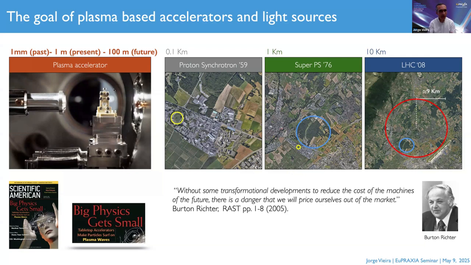The typical sizes of plasma accelerators are getting progressively longer, but still they started with a 1 millimeter accelerator, and hopefully to reach the energy frontier, a 100-meter plasma accelerator would be needed. But these scales are still much smaller than the typical scales of a conventional accelerator.